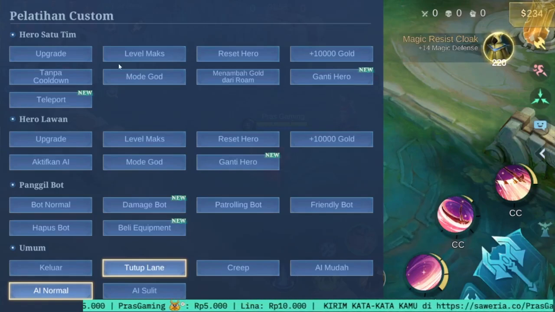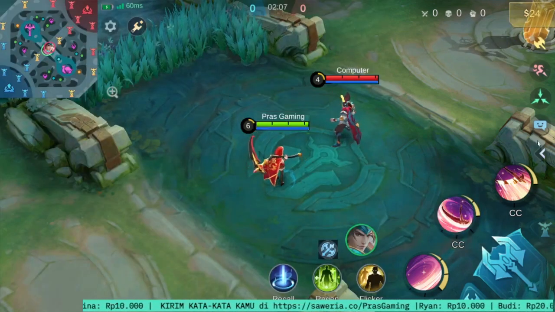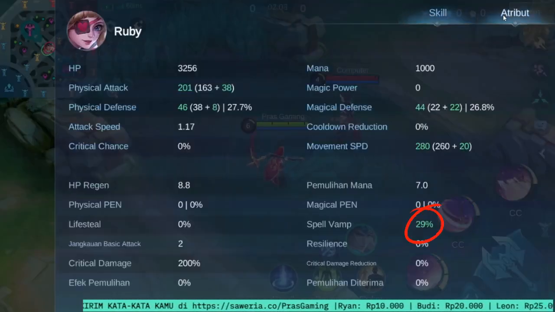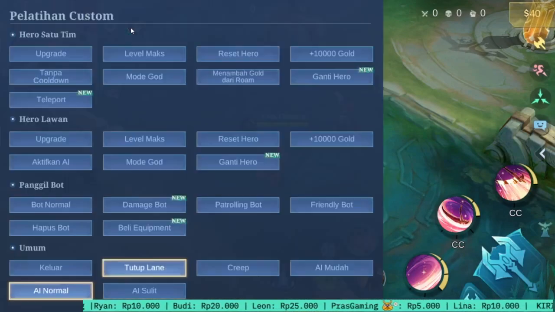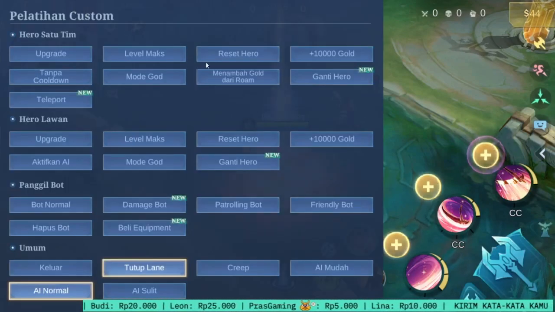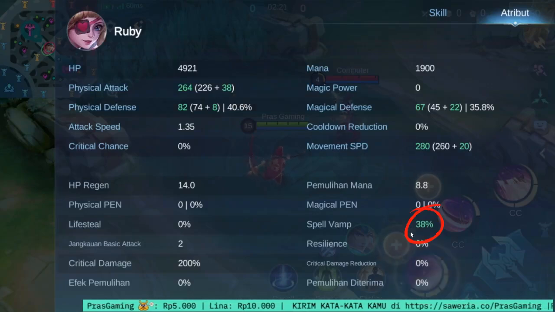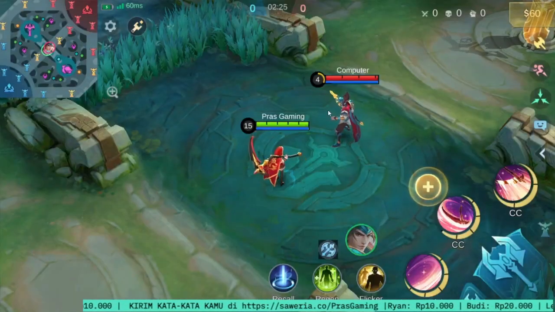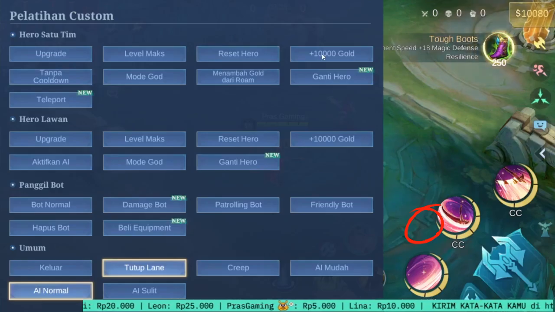Now, we will increase Ruby's level from 4 to 6. Then her SpellVamp becomes 29%. We also increase the level to max. Her SpellVamp increases to 38%, and she has not purchased any item.